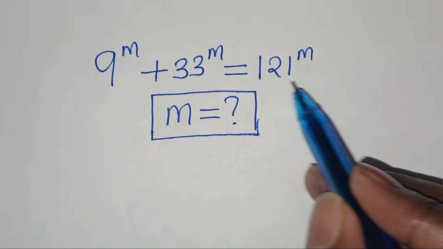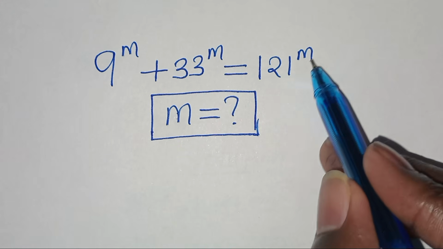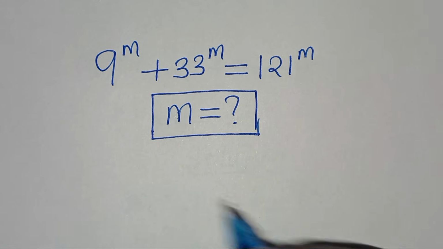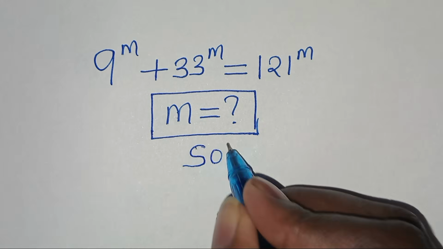Hello everyone, you're welcome to solve this nice math problem: 9^m + 33^m = 121^m. Now, what is the value of m? Let's provide a solution from here.